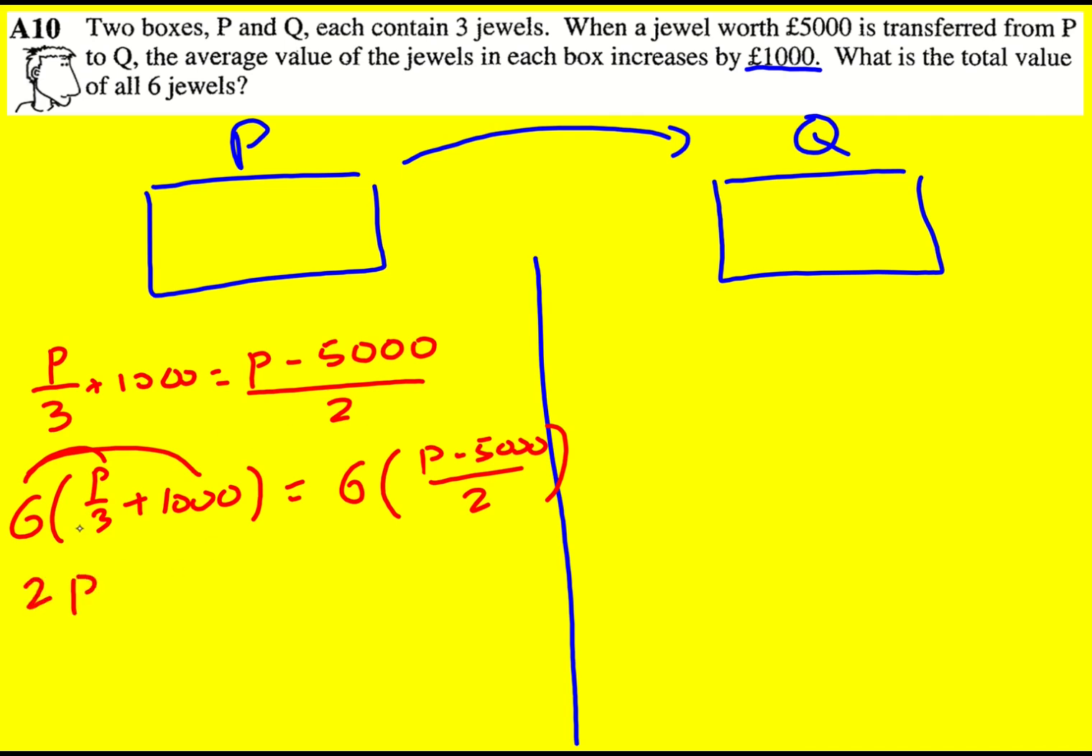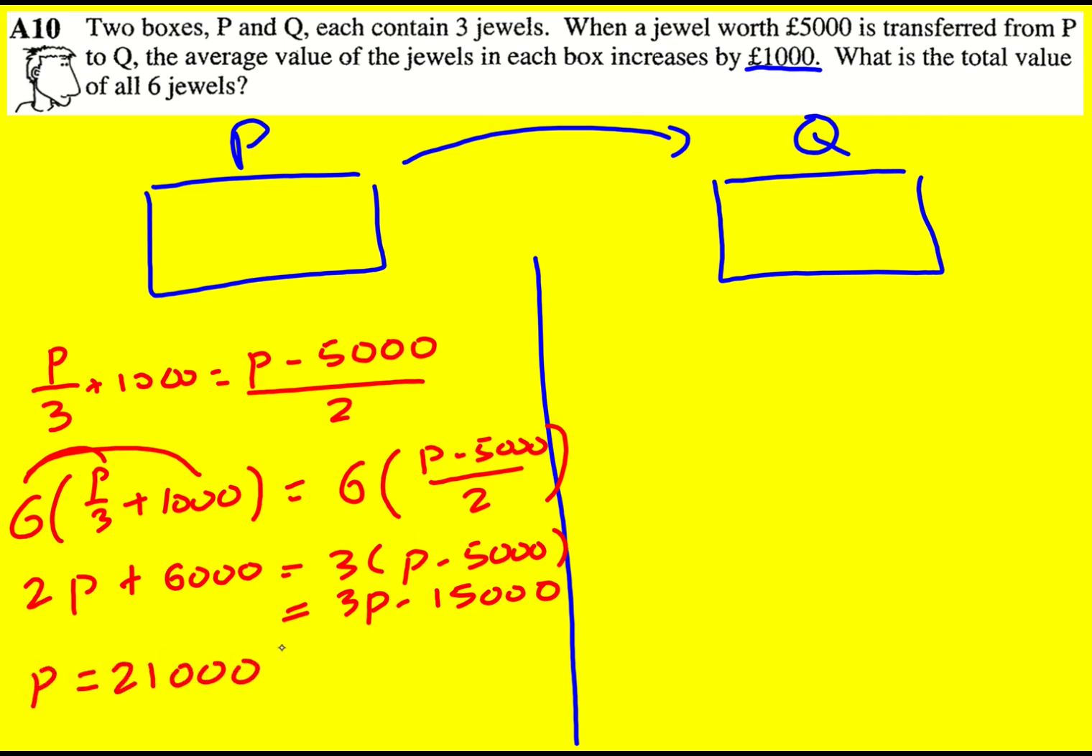So we get 2P, because 6P over 3, plus 6,000 is equal to 3P minus 5,000, which is 3P minus 15,000. I can add 15,000 to both sides, minus 2P from both sides. P is equal to 21,000.